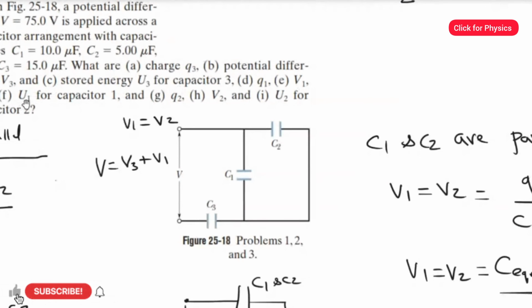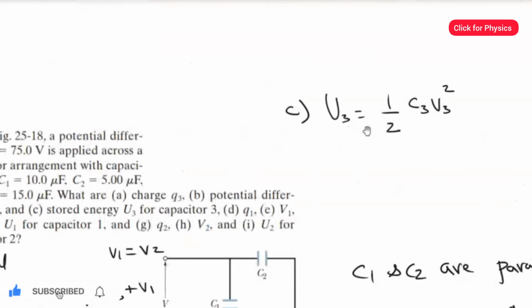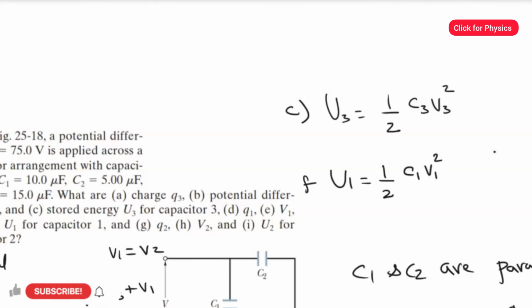And then the answer for the sixth question, U1, that means the energy stored in the capacitor. You have to use the same formula, but this time you write U1 is equal to half multiplied by C1 multiplied by V1 square. So you have the value of C1 and V1. Once you substitute, you will get the answer for the sixth question. Clear? Seventh question, we are going to find charge 2.